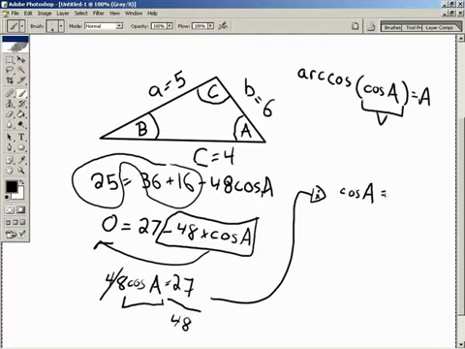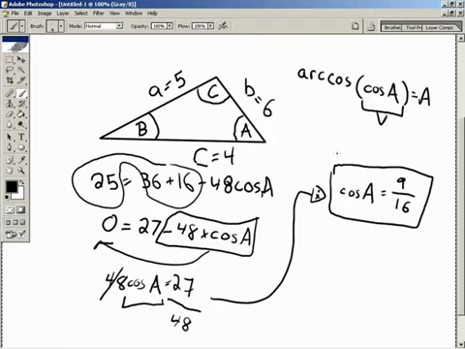Spaghetti. And 27 is 3 cubed. Does it divide? It does. Equals 9 divided by 16 is cosine of A. And then you simply plug that into Arccos.